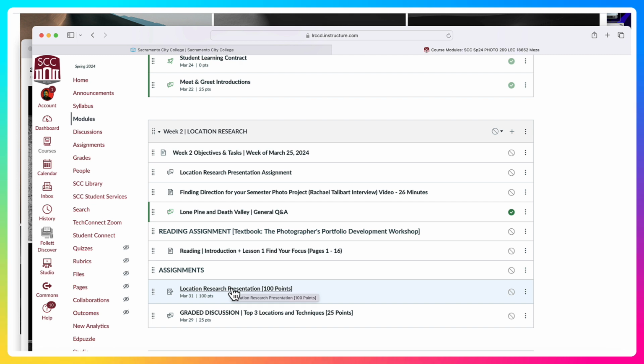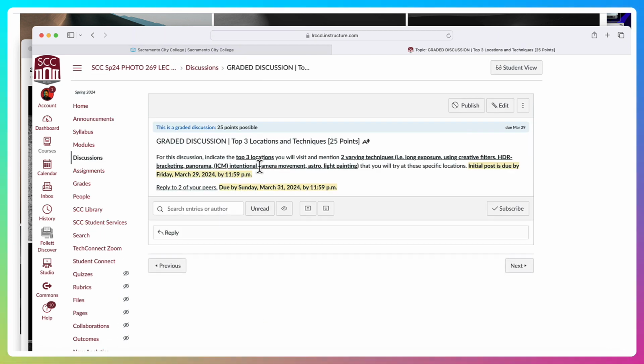This is where you will submit your location research presentation right here. It's worth 100 points. And then again, you also have a discussion assignment this week where you will indicate your top 3 locations that you would like to visit and discuss 2 techniques that you would like to potentially execute on location, and then respond to your peers by Sunday night, the 31st.